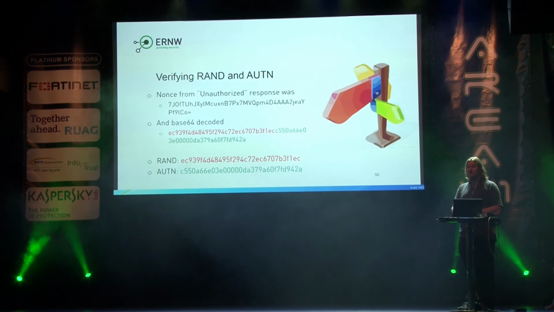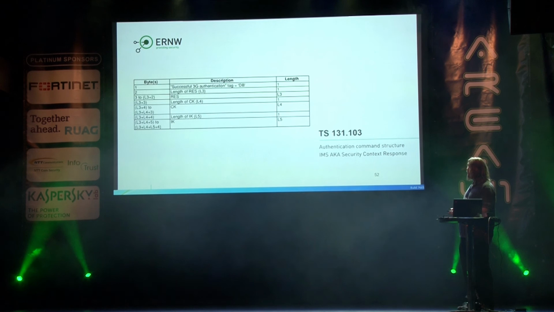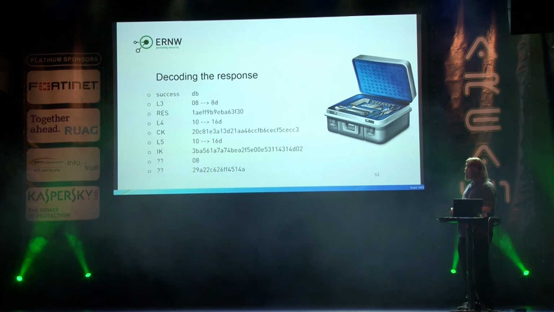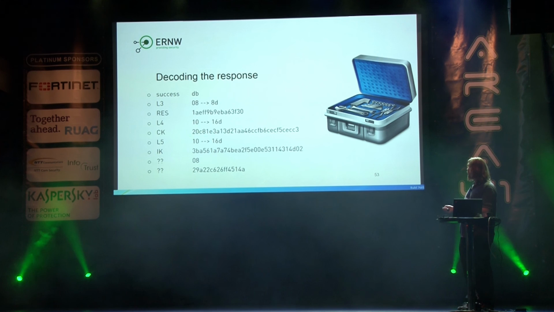What we want are the keys. So we go down to the next packet. It's the SIM card's response. We look in there. Yet again, the specs tell us what these responses look like. We've got the byte that says authentication worked out, and we are able to extract the encryption key and the integrity key. These are exactly the keys used in the IPsec communication.